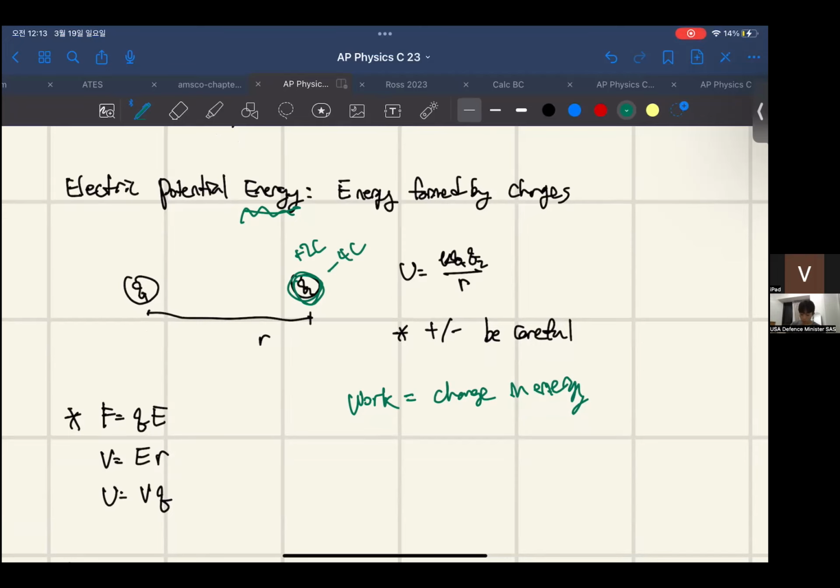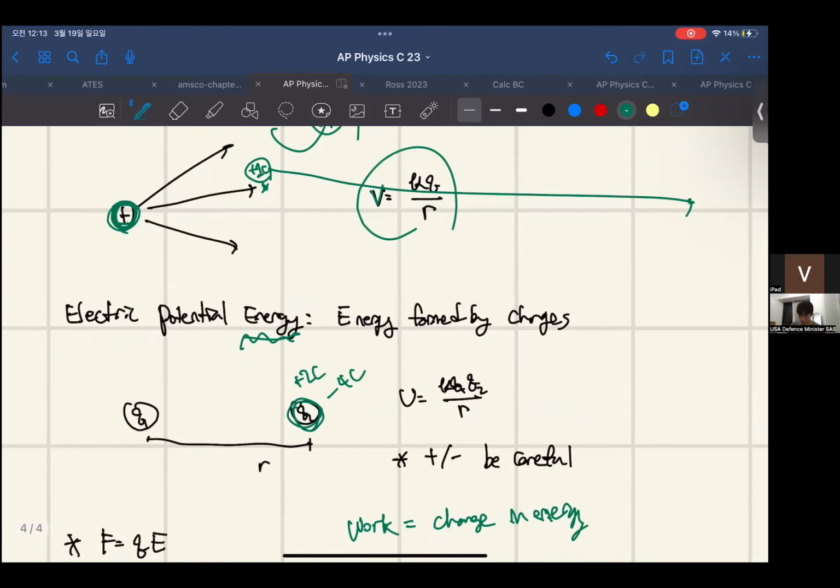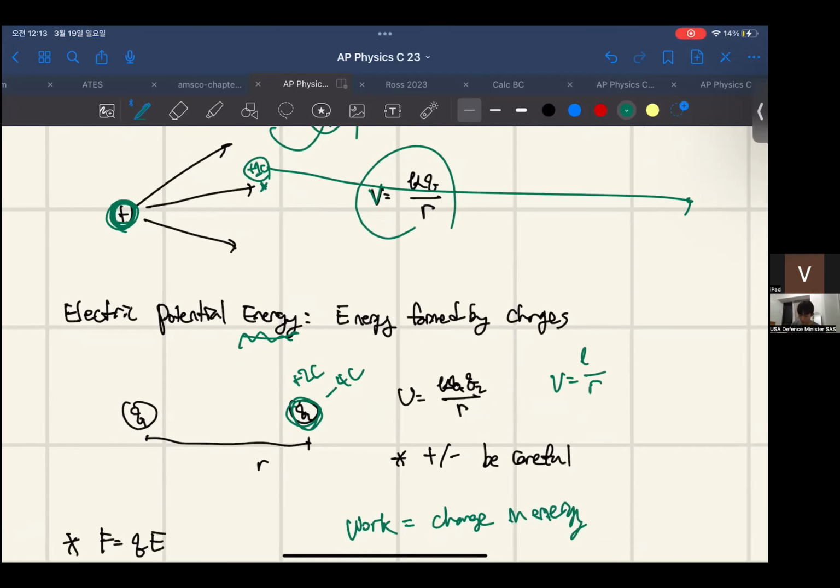Thus, the formula would be literally V equals kQ over r, but you would have to multiply by another Q because now you're not just dragging out a unit charge, but this time you're dragging out a charge that actually has more than 1 Coulomb. Thus, you would have to multiply by another Q, the charge of the charge that you're pulling out. That is why you get this formula for electric potential energy.